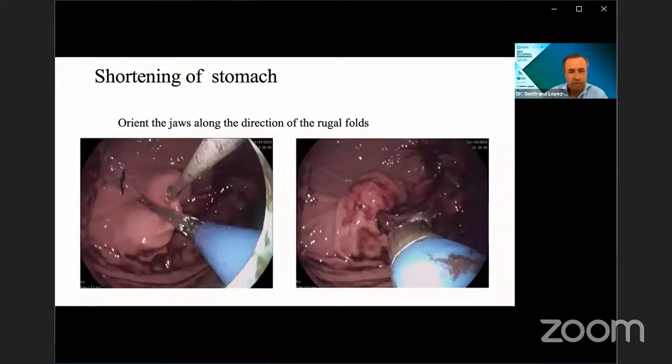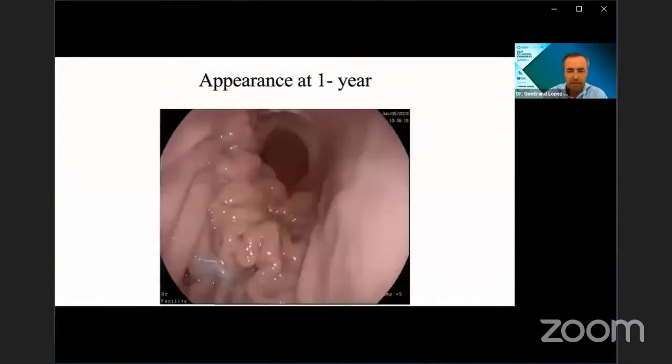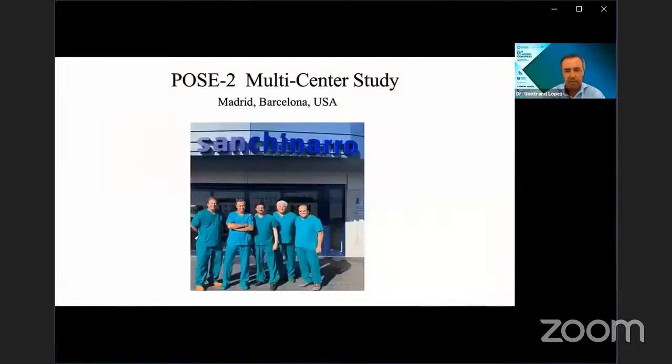And this is the way you start to orient the jaws until you get this final stomach appearance that I have shown you before. Endoscopic view, 18 plications in that case, and this is the X-ray image. This nitinol basket sometimes can be seen in X-rays, which is useful to check and to monitor the patient. This is one fold, one row at 1 year, and that's all.